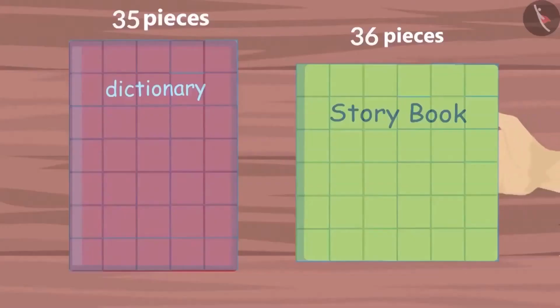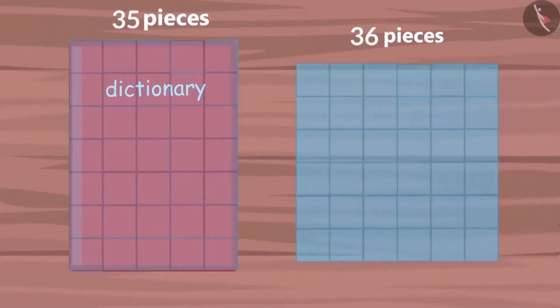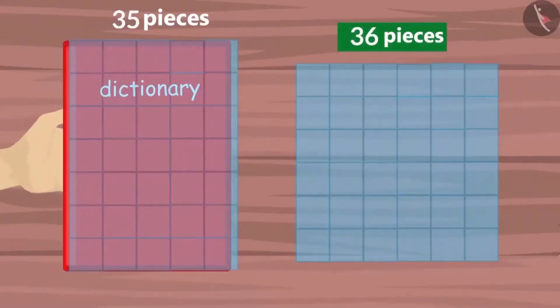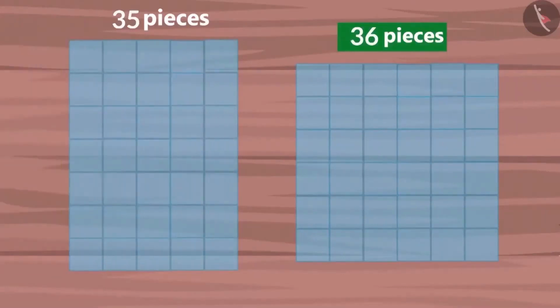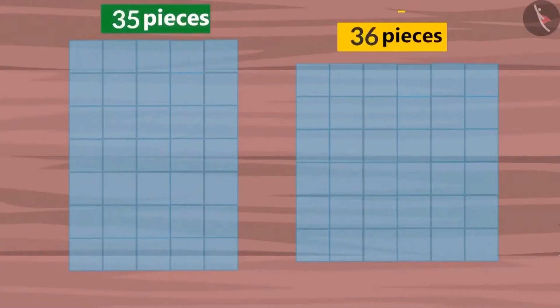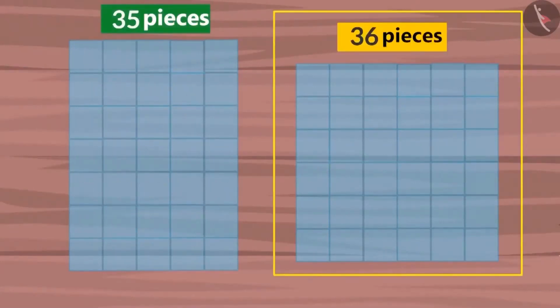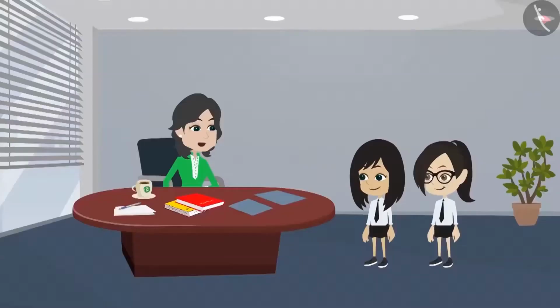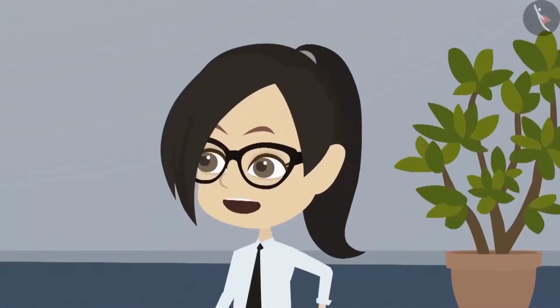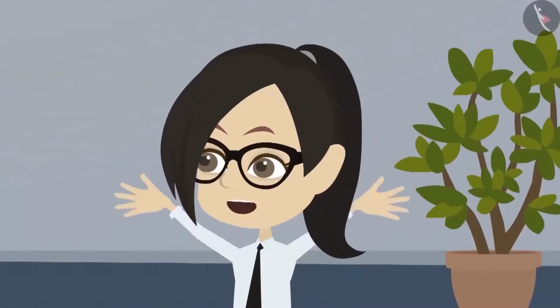Yes, because Neha's book will occupy as much space as 36 pieces. And your book will occupy as much space as 35 pieces. This means that Neha's book occupies more space than your book. That means Neha's book is bigger. Now I understand why we can say that Neha's book is bigger than my book.